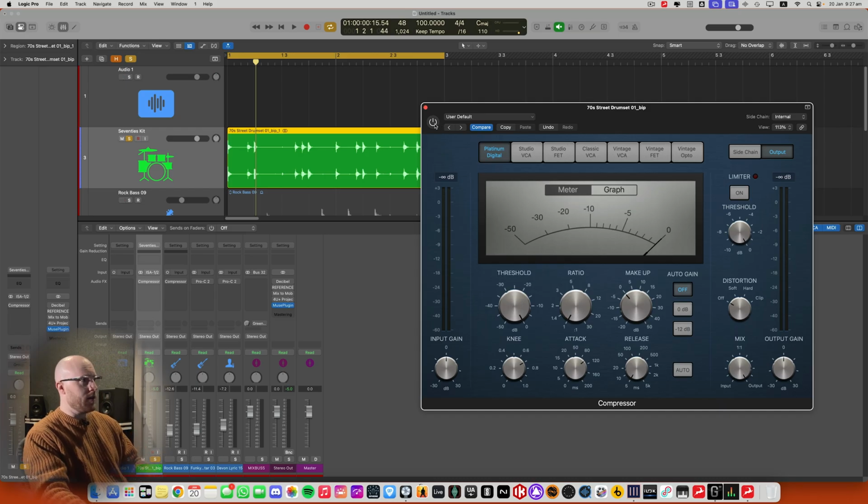Let's illustrate. Let's turn the compressor on. No movement on the needle whatsoever. Okay, if I reduce this down to -5, which is the level of the incoming signal, again, we're not going to see any movement on the needle.